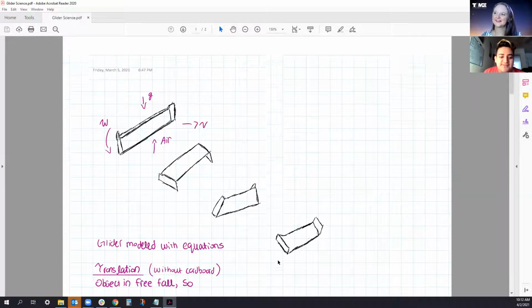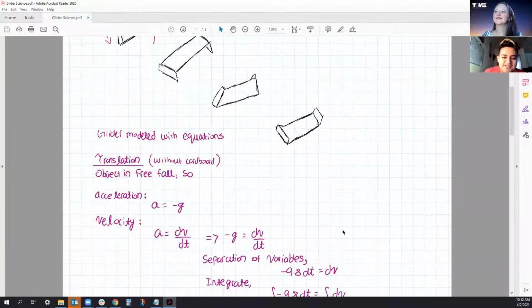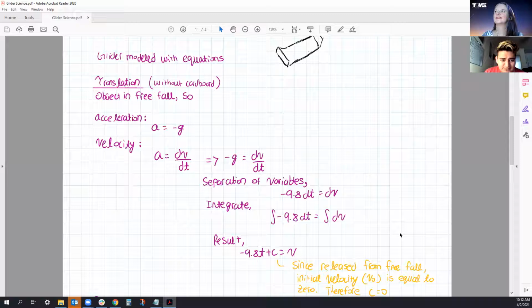And if you scroll down, I also modeled it with equations that we use. The first one is the translation, which is like if you imagine a car moving, that type of translation without any rotation really. The equations that we use are the acceleration equations, velocity equations, and the position equations. And how we usually start is by modeling it with an acceleration equation.